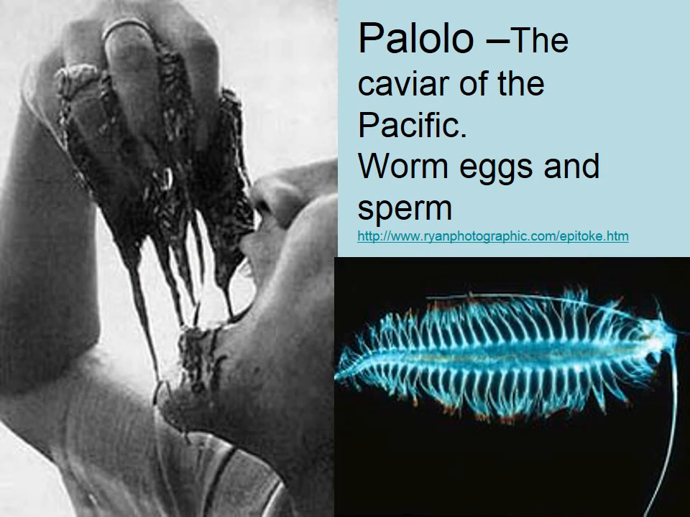Here is an epitoke that's modified for swimming, and you can see the paddle-like arms, well, they're parapodia and setae, that are very good for swimming. And this is essentially a big egg or sperm delivery system. And these are netted sometimes and eaten.